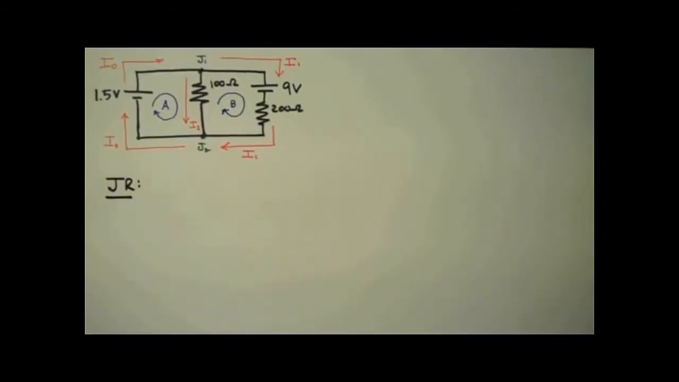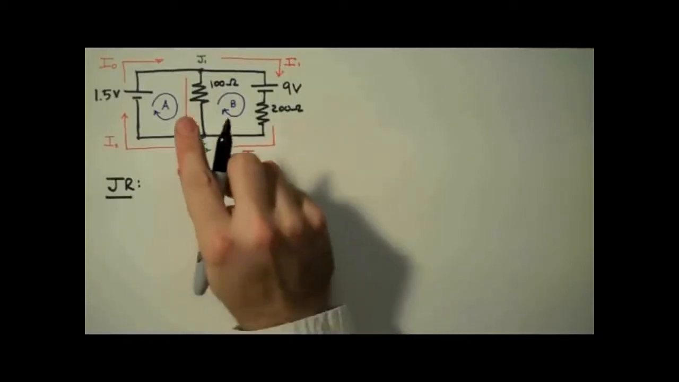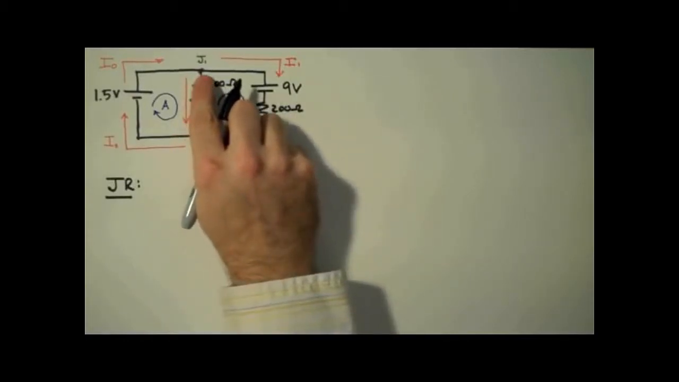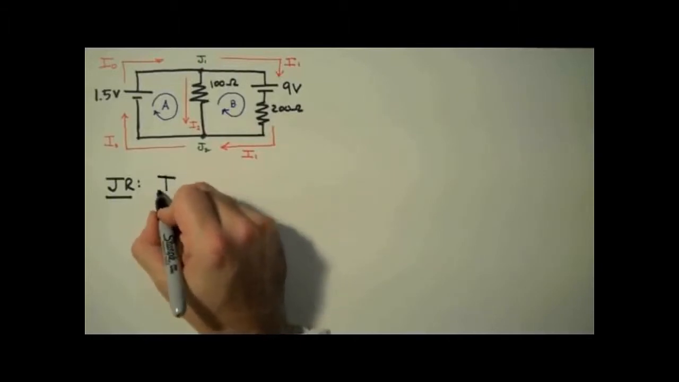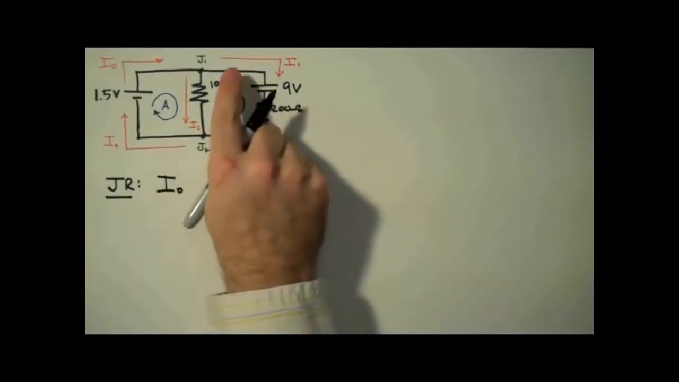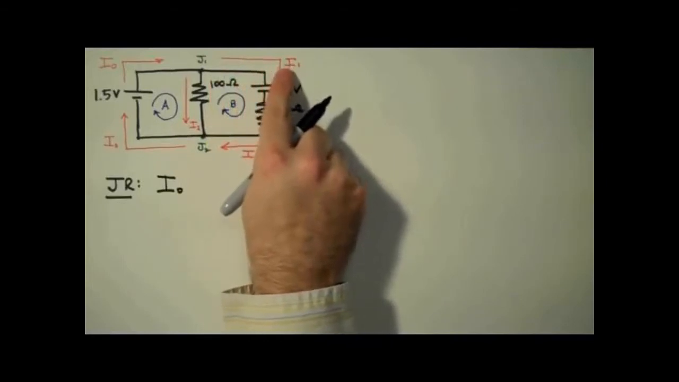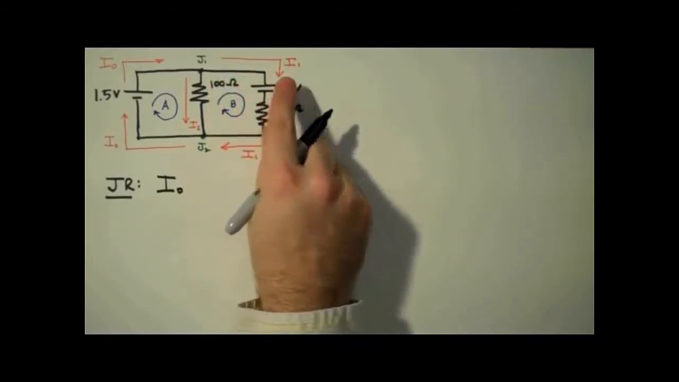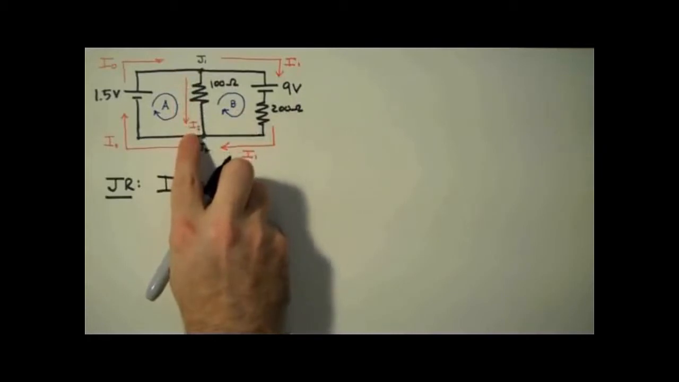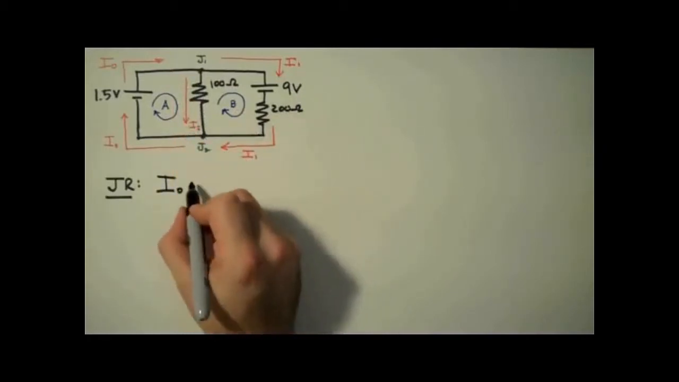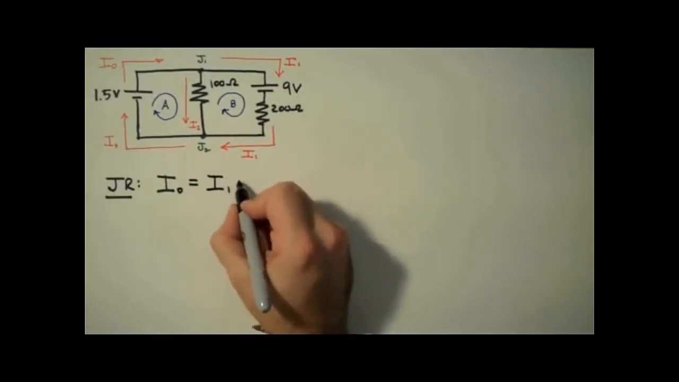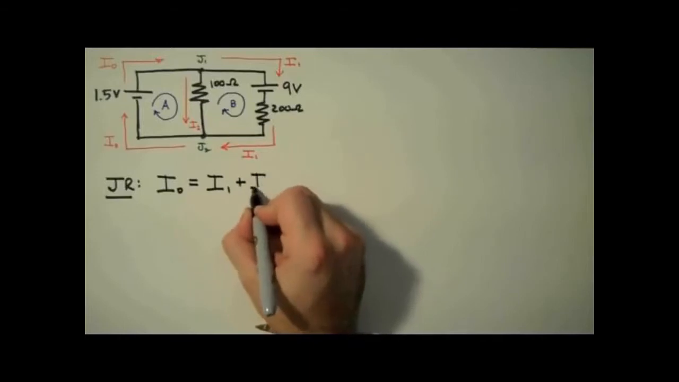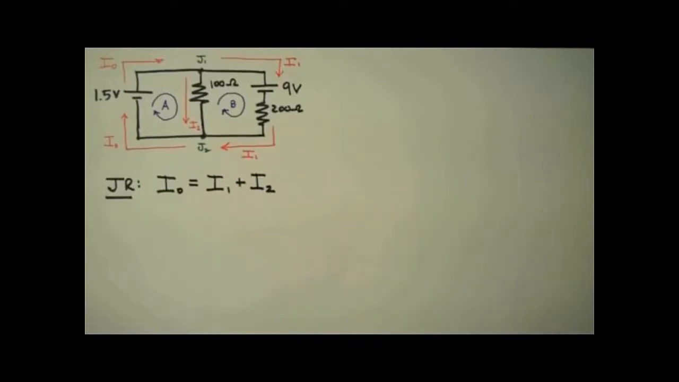The junction rule states that the sum of the currents into a junction is equal to the sum of the currents out of a junction. So we're going to apply this to junction 1, and the currents in is just I0. So on the left-hand side of the equation, I'm going to write I0. And the currents coming out of that junction, we have I1 here and I2 here. So on the right side of the equation, we'll have I1 plus I2. This junction rule, by the way, is just a consequence of the conservation of charge.